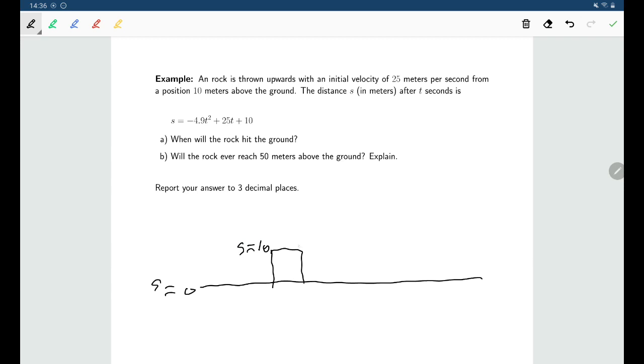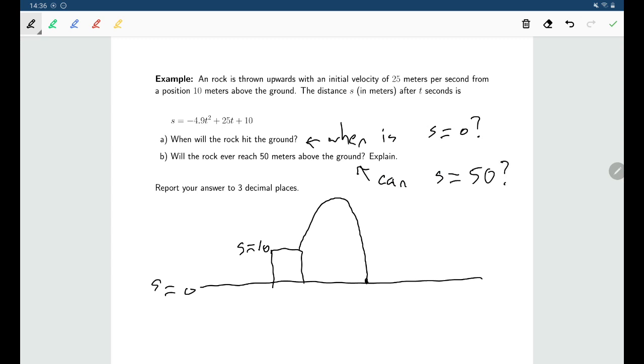We're taking this rock and we're throwing it up in the air, and then it's going to have gravity come into play and it'll eventually start to fall down and hit the ground. So we've got two questions that we want to address here. The first question is, when will the rock hit the ground? Or in other words, when is the position equal to 0? We also want to know, will the rock ever reach 50 meters above the ground? So we're wondering, can S ever be equal to 50? That's the question that we'll want to address.